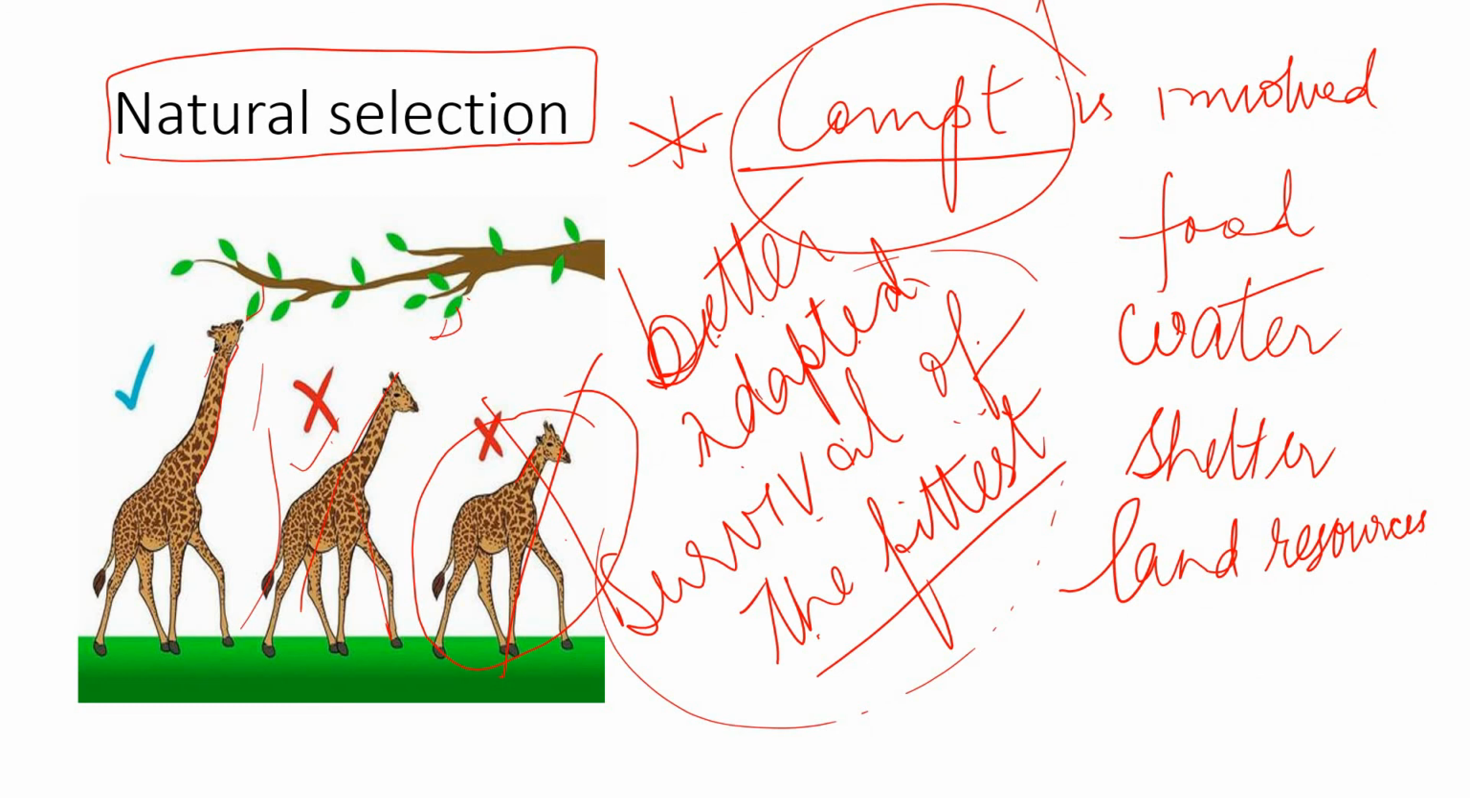Again, what is natural selection? This is where competition is involved. This is how nature selects, right? Survival of the fittest. Whoever is better adapted to the environment will survive and can sustain the competition for food, water, shelter, land. And those who are not better adapted will eventually die off. This is how nature selects.